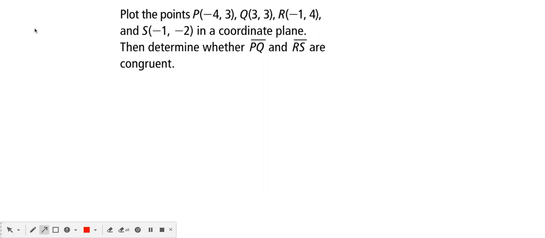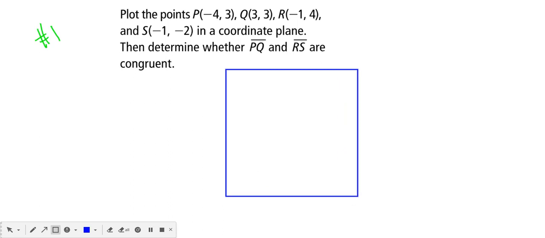Here's our first example. We'll call this example number 1. And this one right here has us plotting some points. So I'm going to start out by making sort of a place where we can actually plot some points. That looks about right. All right. So then let's make some lines on here.